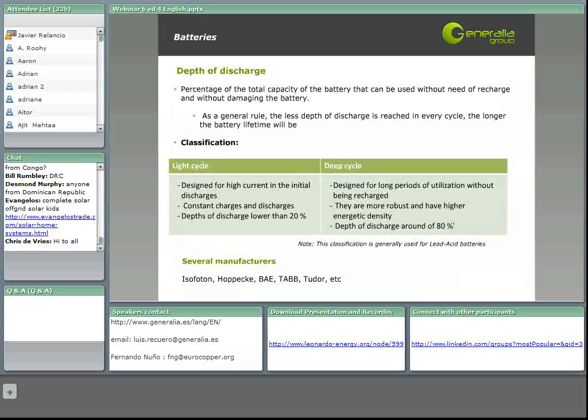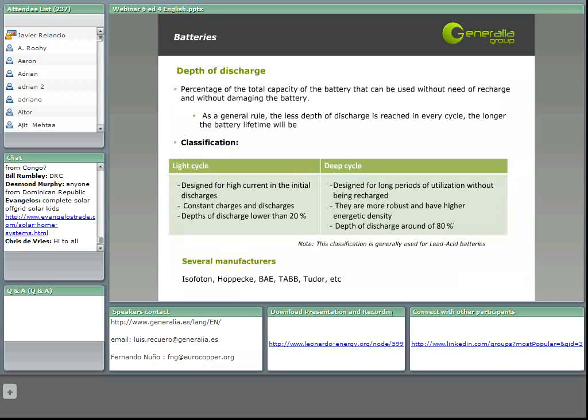So, also, we have to know that as a general rule, the less depth of discharge is reached in every cycle, the longer the battery lifetime will be. This consideration depends, as we will see, on the type of battery. But, for example, if we keep our battery to an average discharge rate of 10%, it can last double the years than if we consider a discharge rate of 20%.